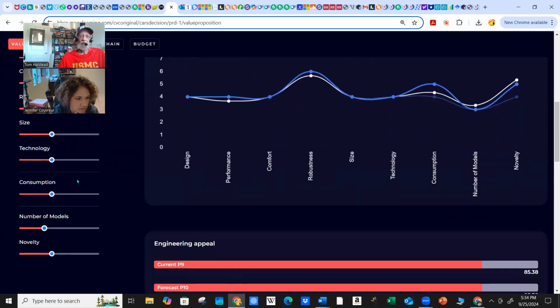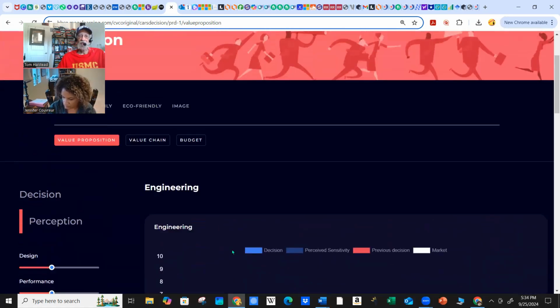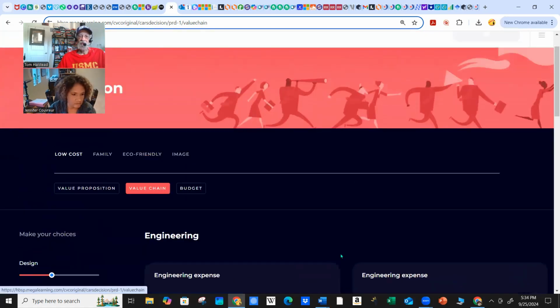And number of models usually anywhere from 3 to 5. Novelty, any one of these that you go up on is going to change your budget, which is what you see in the value chain and then the budget.